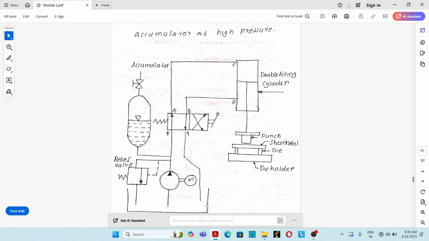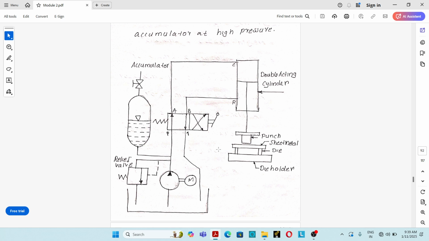So here is the purpose of the accumulator. At the idle period, the accumulator stores the energy. So here the accumulator is fixed. During the idle period, the accumulator stores the high pressurized oil energy in some manner, and that can be utilized later by the hydraulic actuator. So the accumulator also acts as a secondary source of energy.